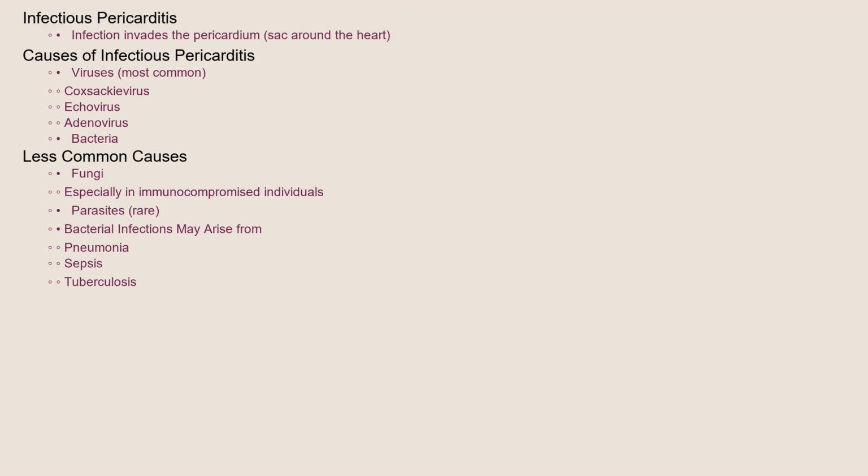Bacterial infections may arise from pneumonia, sepsis, or even tuberculosis. Fungal infections are less common but can occur, especially in individuals with weakened immune systems. Parasitic infections, while rare, can also contribute to the development of infectious pericarditis.